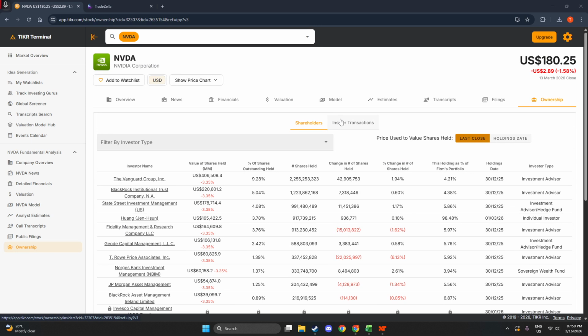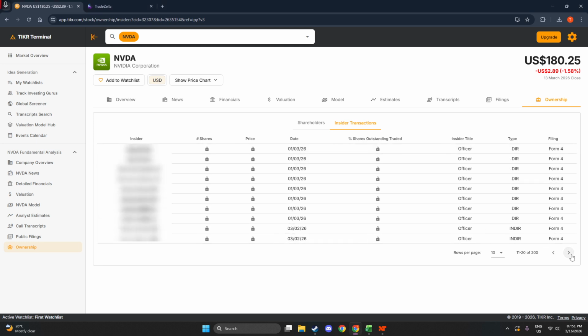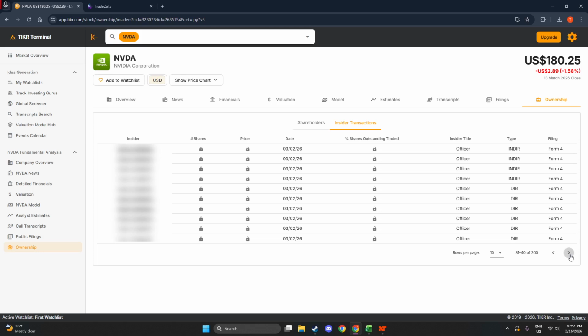Inside the Ownership tab, click on Insider Transactions. This view focuses on recent insider activity, showing you a timeline of buys and sells. Consider it your running log of how executives, directors, and key stakeholders have been trading. You'll typically see a table that updates as new filings come in, making it easy to spot fresh moves.